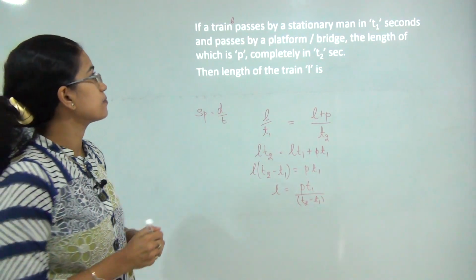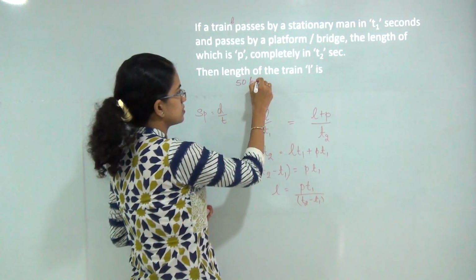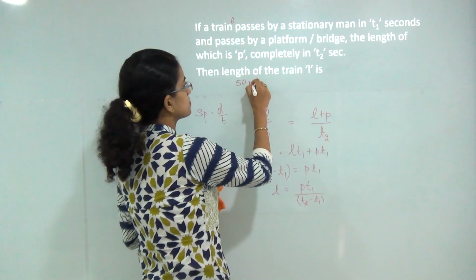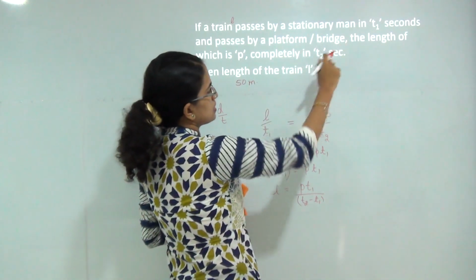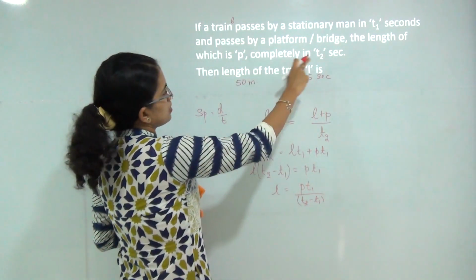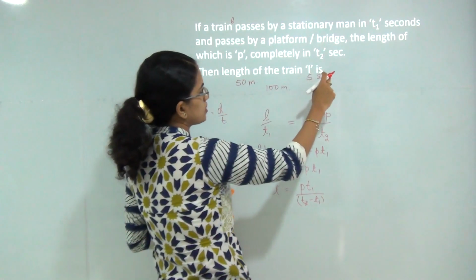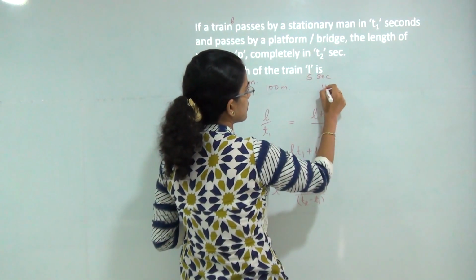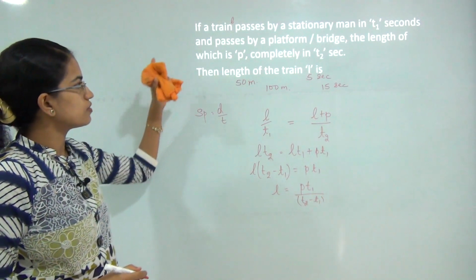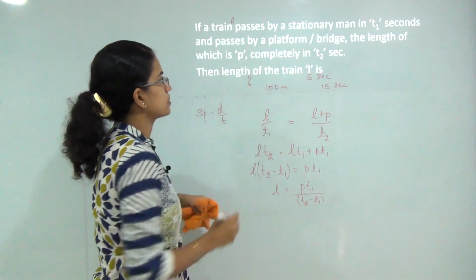Now let's solve a simple question based on this. So let's say the length of the train is 50 meters. It crosses a stationary man, say, in 5 seconds. The length of the platform is 100 meters and it crosses the platform in, say, 15 seconds. Now I want to calculate the length of the train that is unknown here.